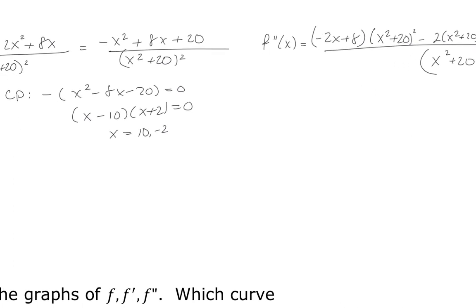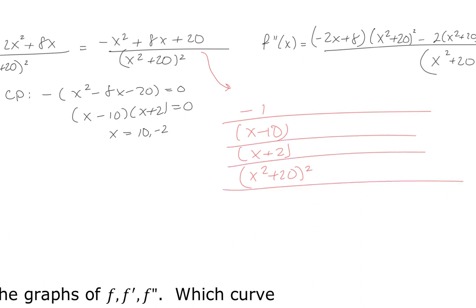Since I already have this thing factored, I would probably just go down here and do the sign chart. So in the numerator, I'd have a negative 1, because I have to pay attention to that negative 1, x minus 10, x plus 2, and x squared plus 20, the quantity squared. And then I would just do a sign chart to decide instead of the second derivative test.